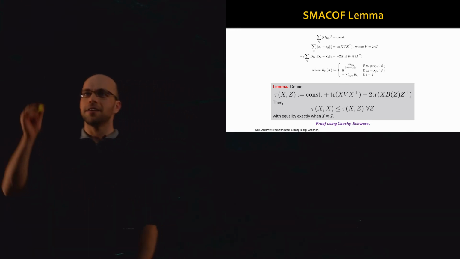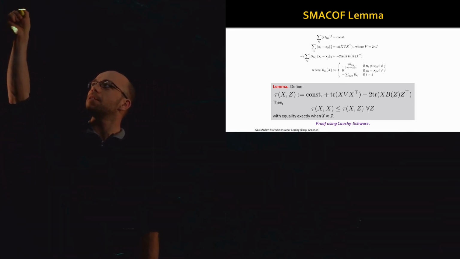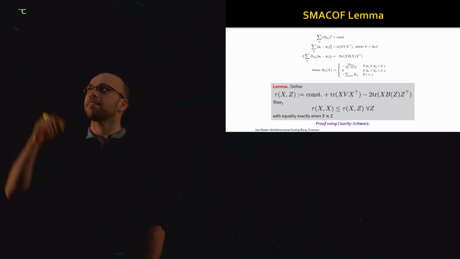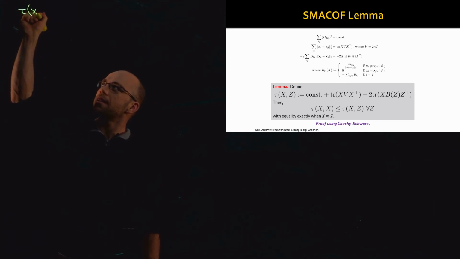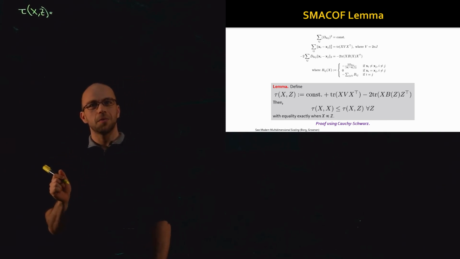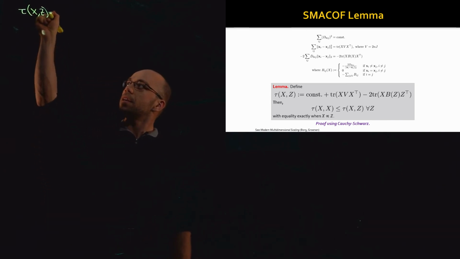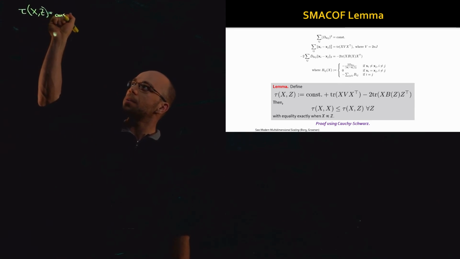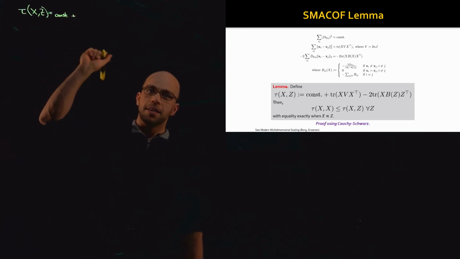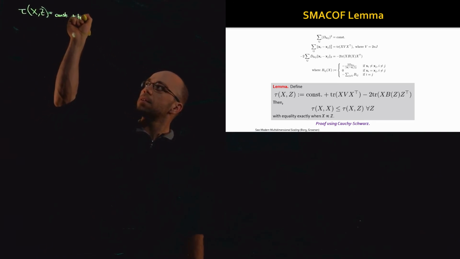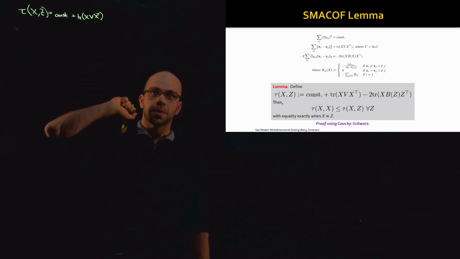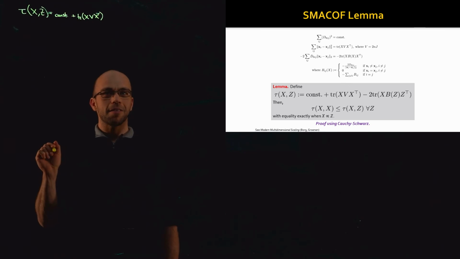So we're going to make a quick definition, which is a function that I'm going to call tau. So here's tau. And tau, rather than being just a function of X, is going to be a function of two matrices X and Z. Okay? And essentially, I'm going to write tau as equal to the constant term we had before, which is just a function of D naught, plus the trace of X V X transpose. Okay? So this is starting to look like our stress majorization objective term.